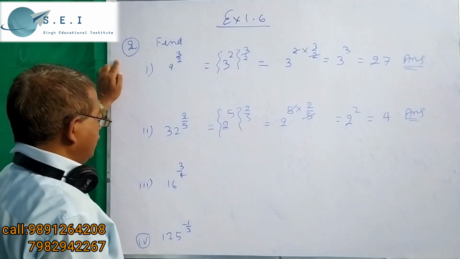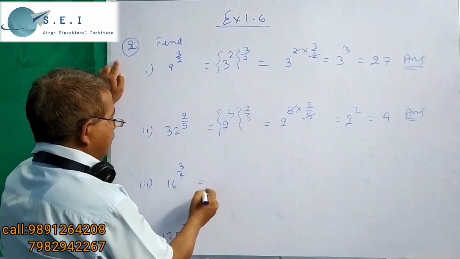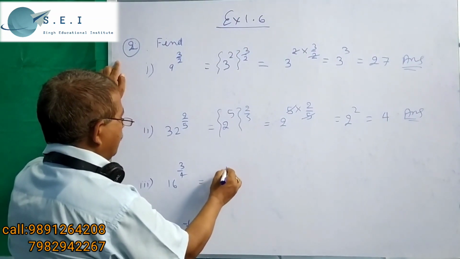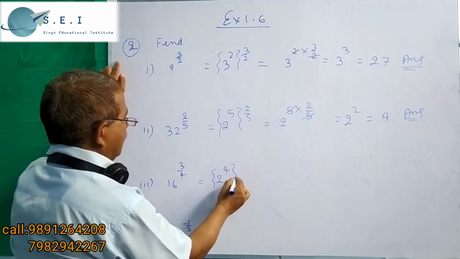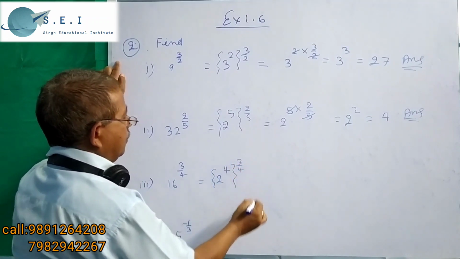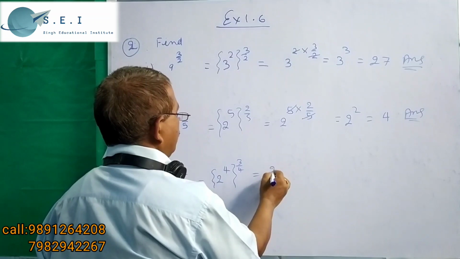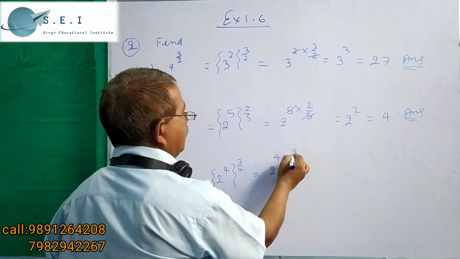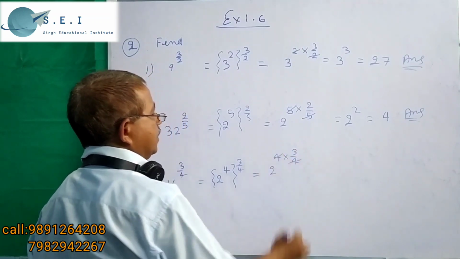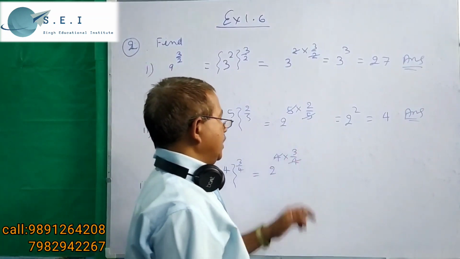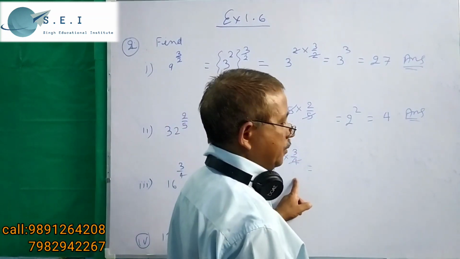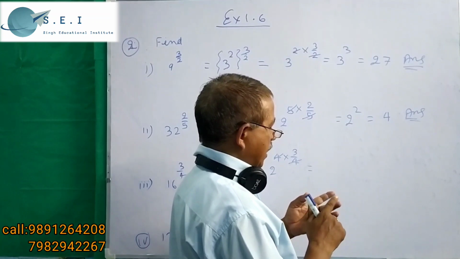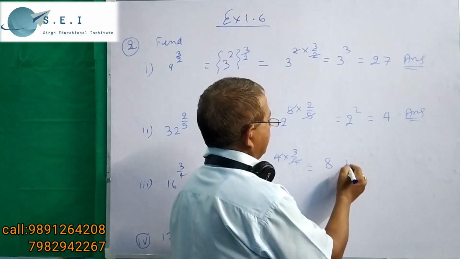Third part of question number 2 is 16 to the power 3 upon 4, which can be written as 2 to the power 4, to the power 3 upon 4. Here 2 to the power 4 multiplied by 3 upon 4. 4 and 4 get cancelled out. 2 to the power 3 means 2 is multiplied 3 times. 2 2s are 4, 4 2s are 8. The answer is 8.